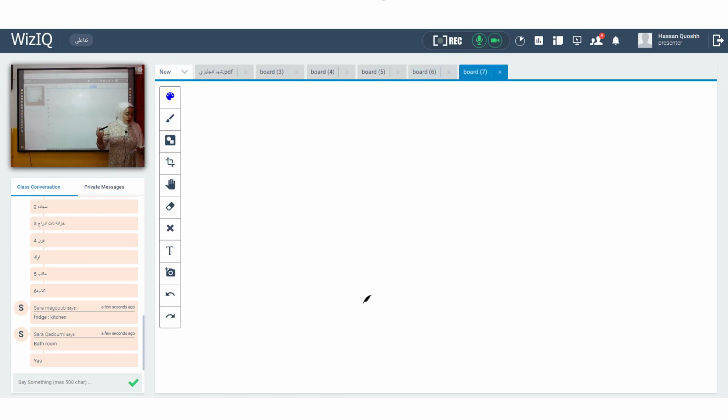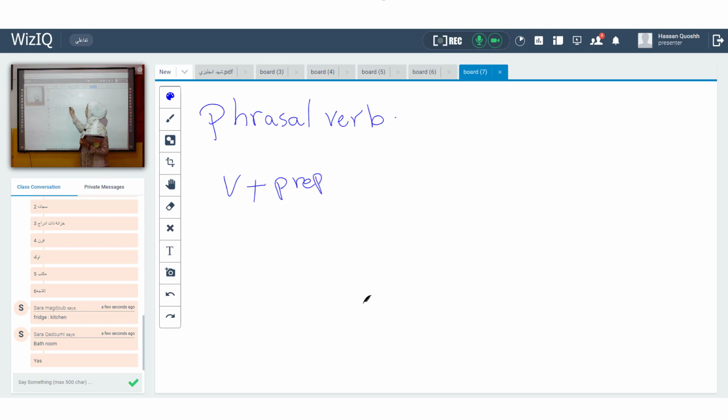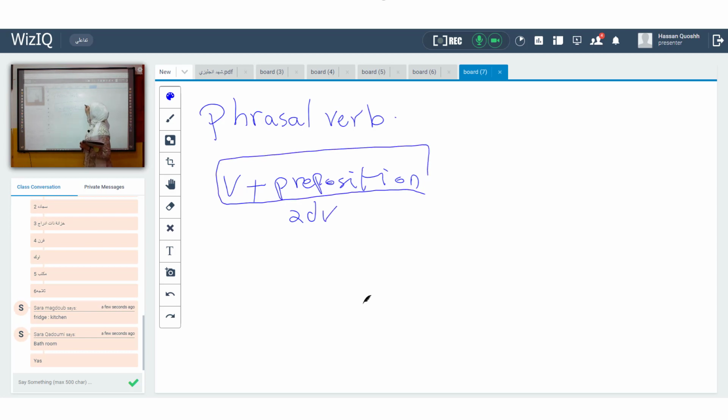Now, the last thing we have is the phrasal verb. What's the meaning of a phrasal verb? It is a combination of a verb with one or two words. What's the type of these words? Preposition or adverb. But in our lesson, we'll use verb with preposition, okay? So, a phrasal verb is a combination of two words, verb and preposition, and it gives another meaning, okay? In our lesson, we just have the type verb with preposition.